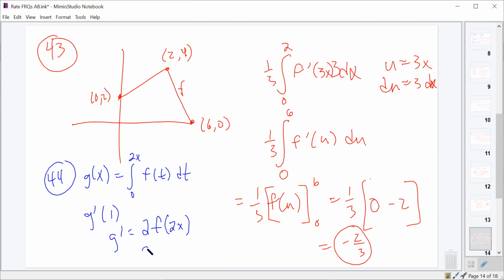So g prime is 2f of 2x. We want g prime of 1, which should be 2 times f of 2. F of 2 is 4. So it looks like 44 should be 2 times f of 2, which is 8. Everybody good there with 44? All right. We got time for like 1 or 2 more before we gotta do that retake of that quiz.